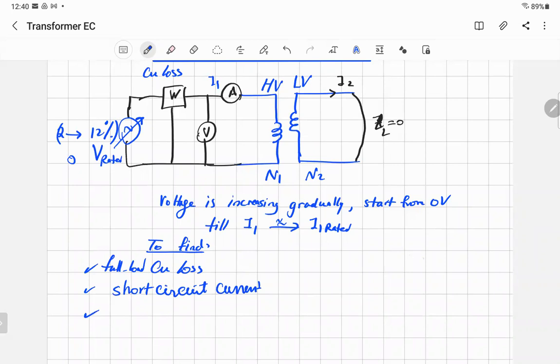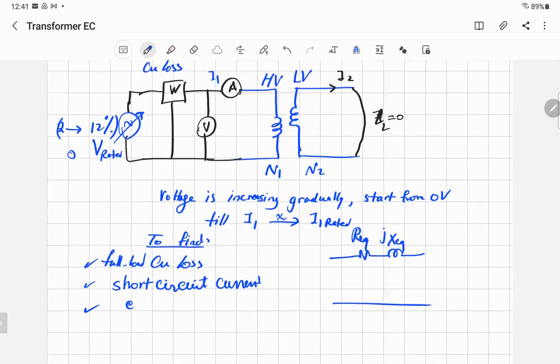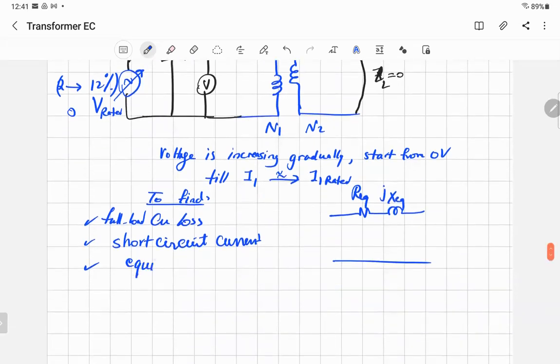and you are going to find the equivalent impedance of all the transformer windings, R equivalent and X equivalent. You will get both the equivalent impedance of the transformer winding. Of course, it will be referred to the side where you do the test. All right.